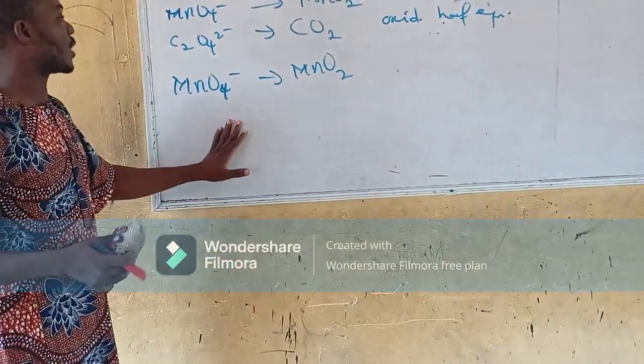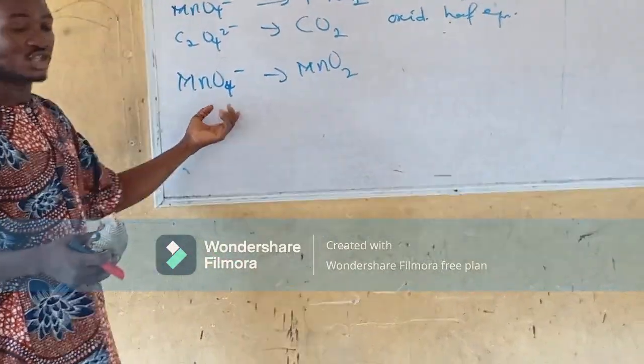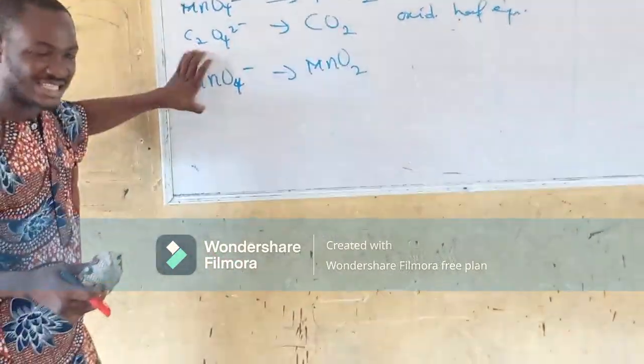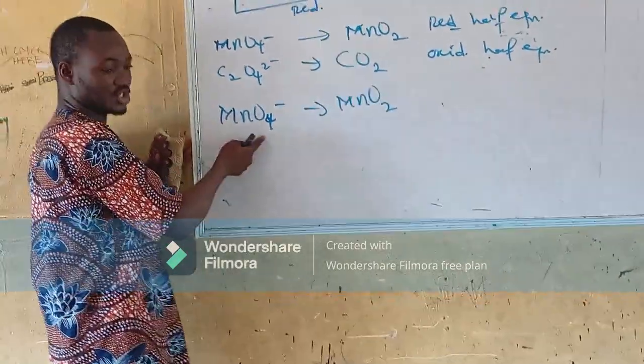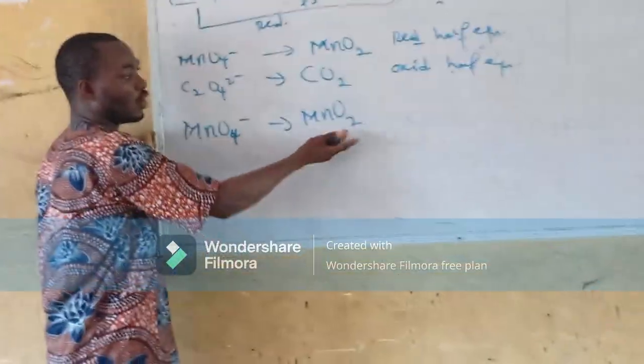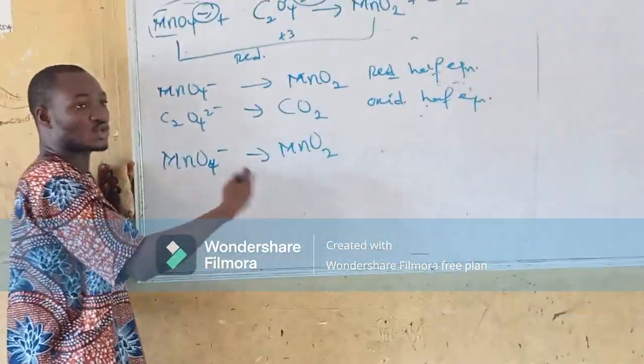So the water you are supposed to add here to replace your oxygen, you are going to add it on the same side where you have excess oxygen. What I'm saying is that here we have 4 oxygen, and here we have 2 oxygen. On this other side, we actually need 2 more oxygen.